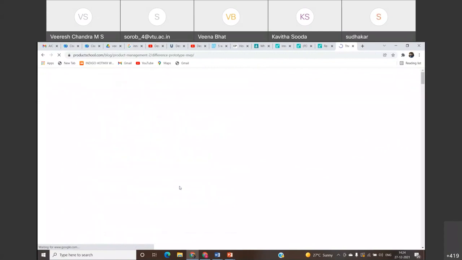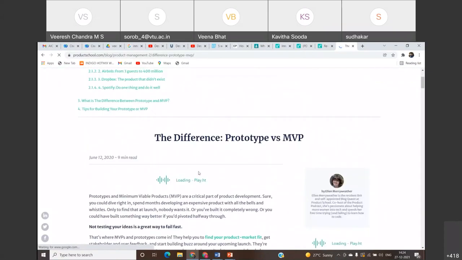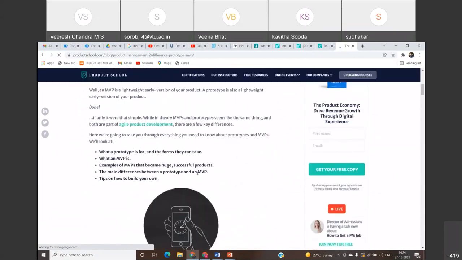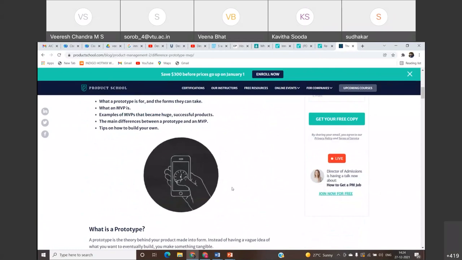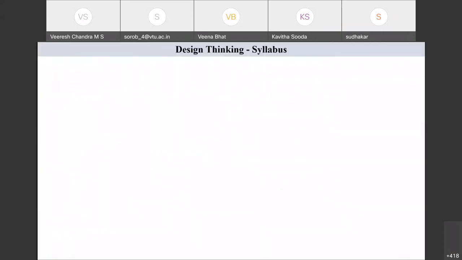So here you can see many differences. So what is a prototype? Forums they can take. What is an MVP? Examples of MVP. Because we do not have a textbook, we have to work a bit harder in order to get this information.